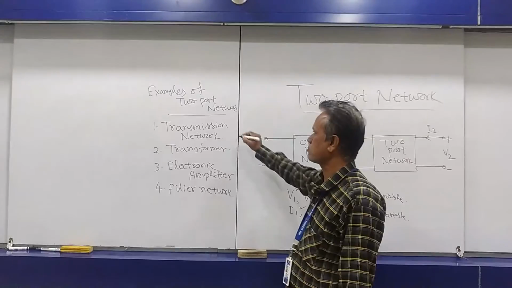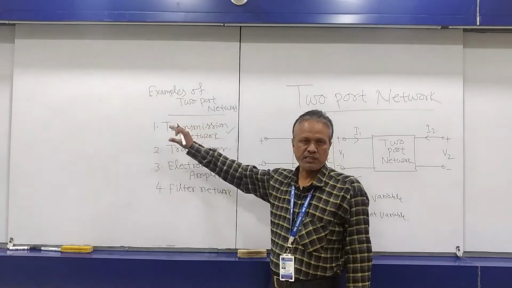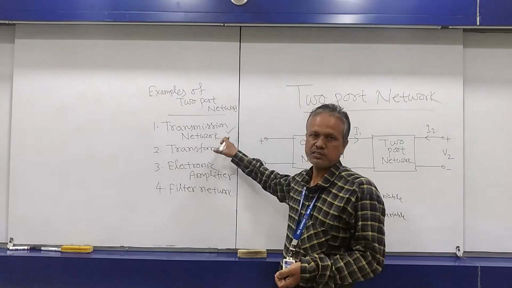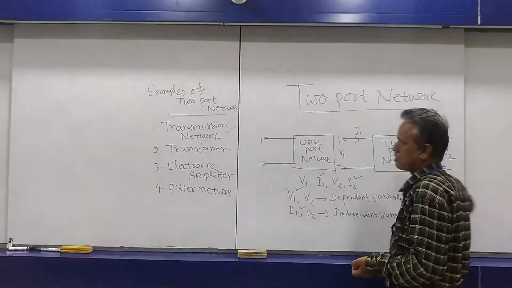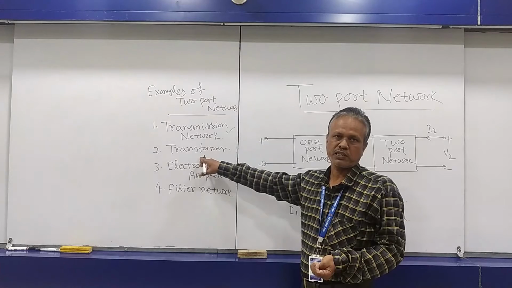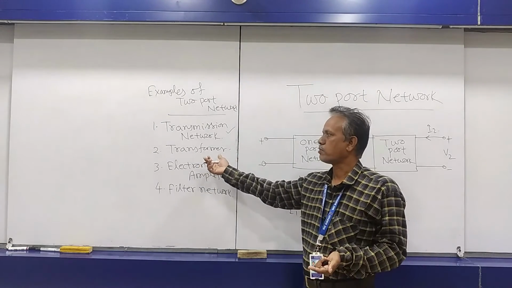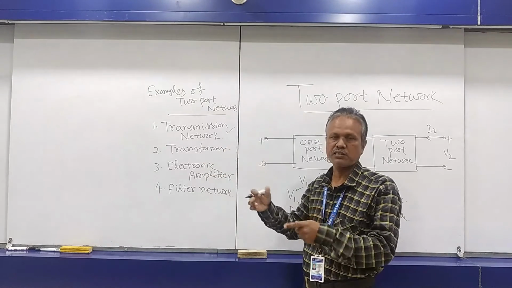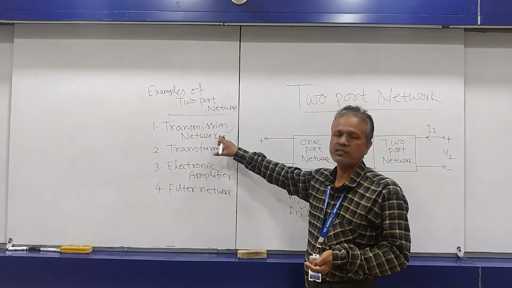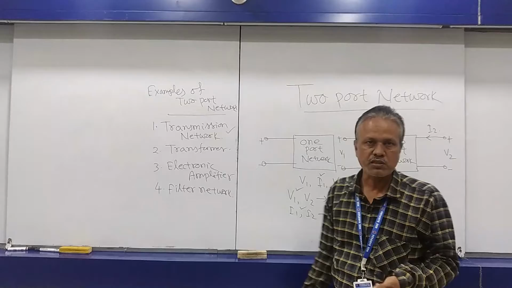So first of all, the transmission network. If you take the transmission network, where power is sent at one end, we call it the input port. Similarly, where power is received, the other port, that is the output port. Similarly, in case of a transformer, voltage is sent at one end, that is called the input port, while the voltage which we get at the receiving end, we call it the output port. So transformer and transmission networks are examples of a two-port network.